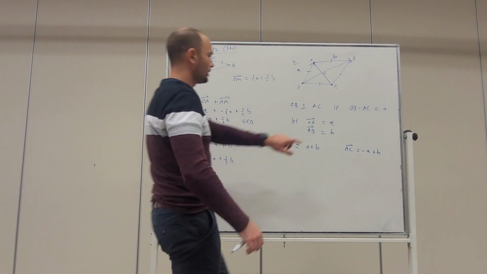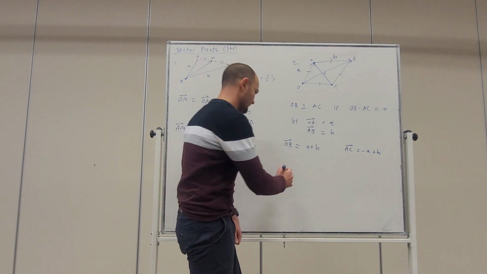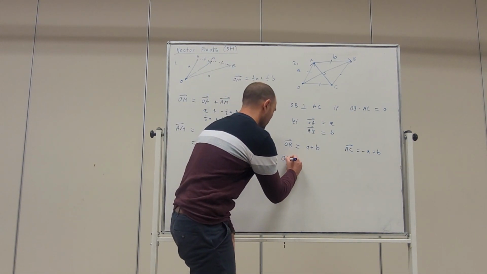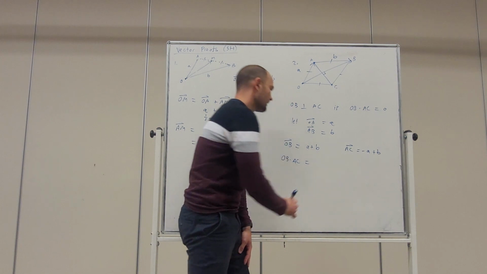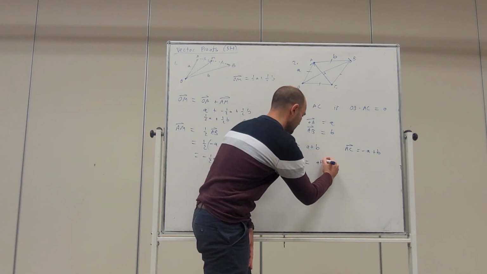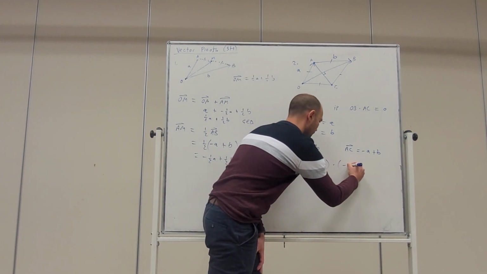Okay, so then if we're going to perform OB dot AC, let's write it like this: OB dot AC, that's equal to a plus b dot minus a plus b.